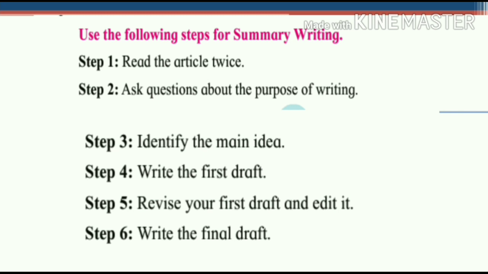So dear student, today we learned about the summary: the definition and characteristics of a good summary. Then we learned the steps for writing a summary. Then we learned which points you are going to eliminate while writing a summary. And once again, we revised the do's and don'ts for summary writing. Now let's see activities A1 and A2.